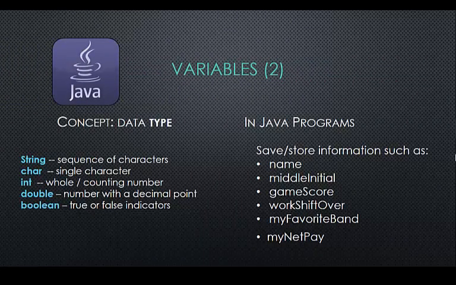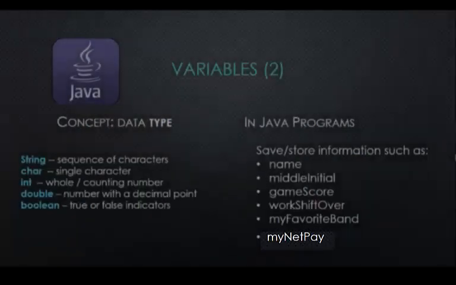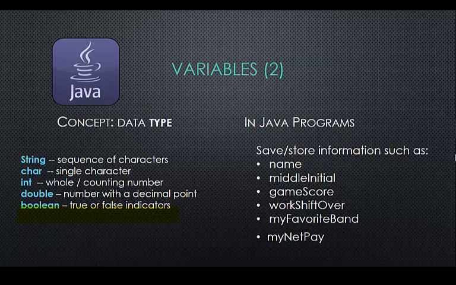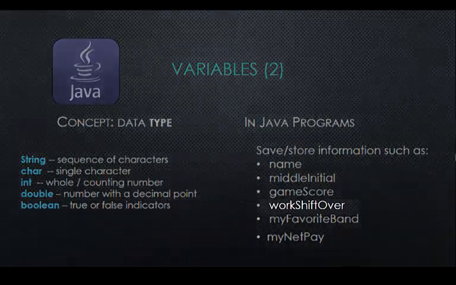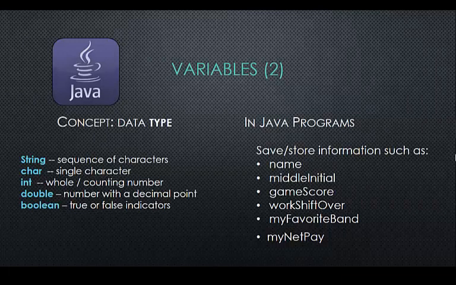Doubles are numbers that have a decimal point. Things like pi, 3.14, or my net pay. And booleans are just true or false indicators. These are sometimes called flags in programming. Is my work shift over? That might be represented as a boolean, and the answer would be true or false.